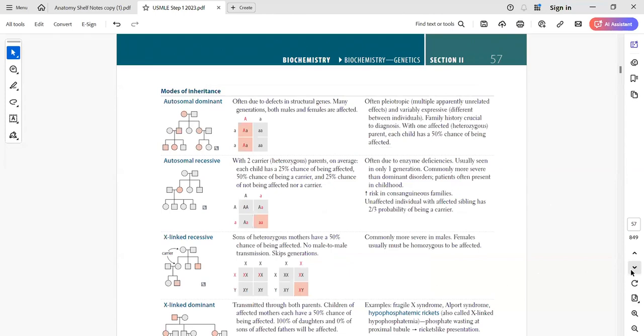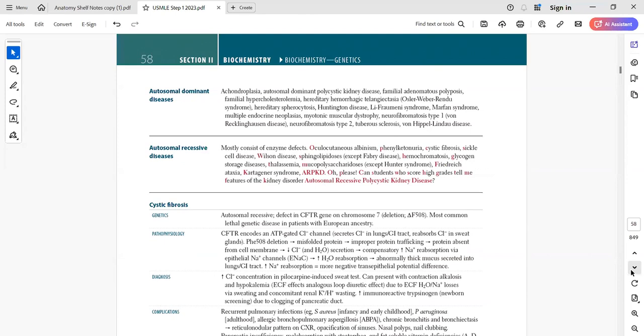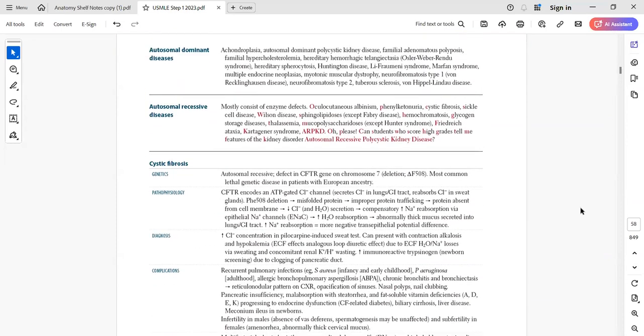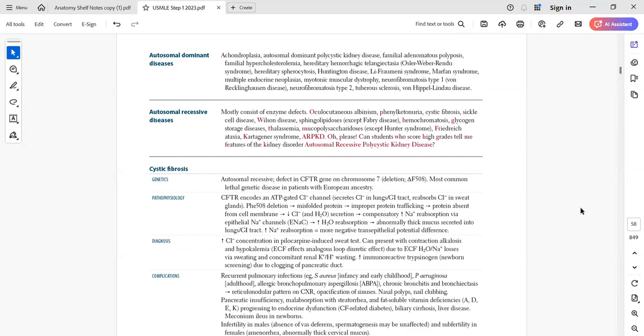All right. So we're going to do the modes of inheritance in the next class along with the UWorld questions. I'm going to merge those and make slides out of it so that it becomes easier for you guys. That's what we're going to do, but we're definitely doing cystic fibrosis because this is very important in accordance with the pathology.